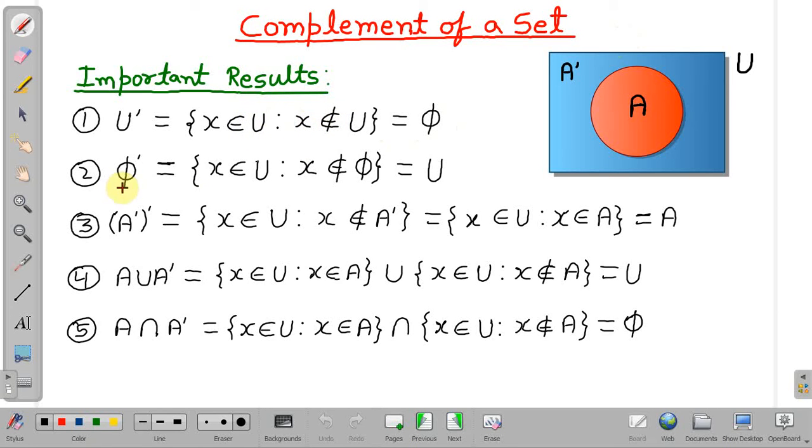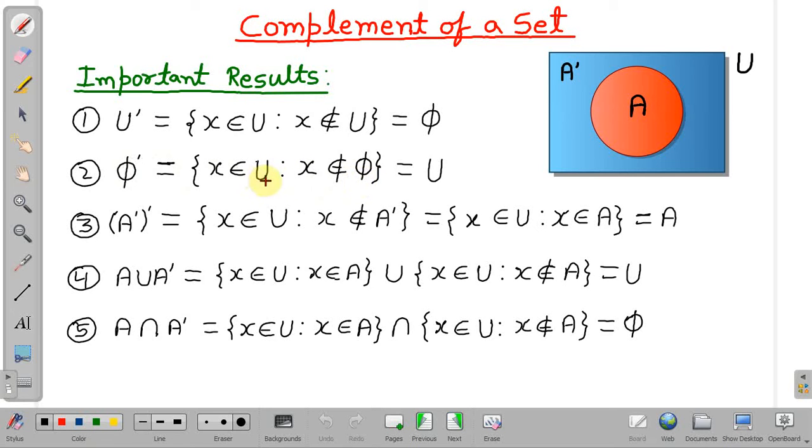Okay, now coming to this, phi is the empty set. If we take the complement of the empty set, then by definition x is an element of the universal set such that x is not an element of the empty set, and we know that the empty set will not have any element.